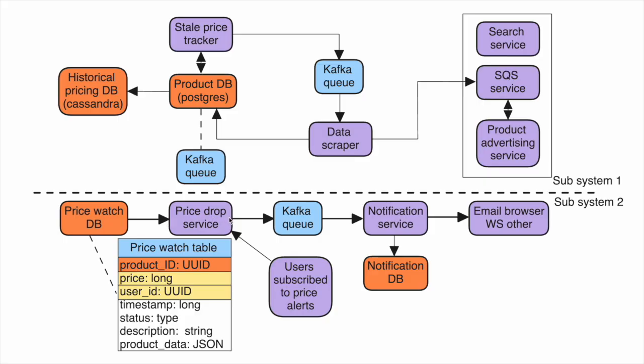We would get a list of users. For every single user and product, we would create a separate message, and that message would be sent to the Kafka queue. And then for every single message, a notification would be sent through the different channel, whether it's email or browser notification or any other channel.